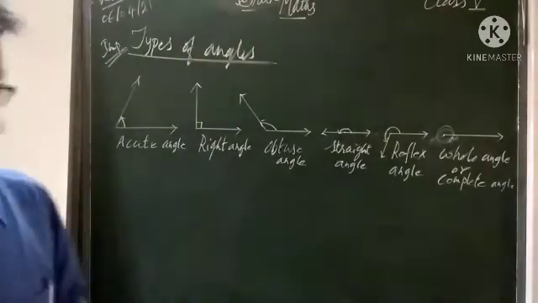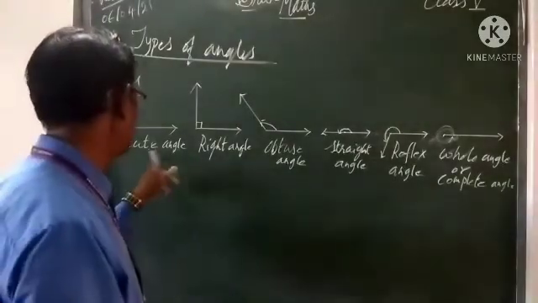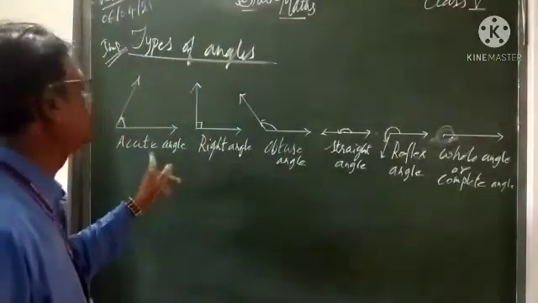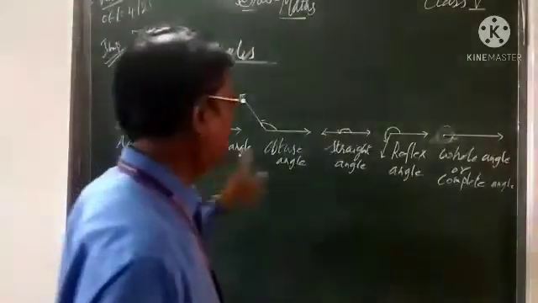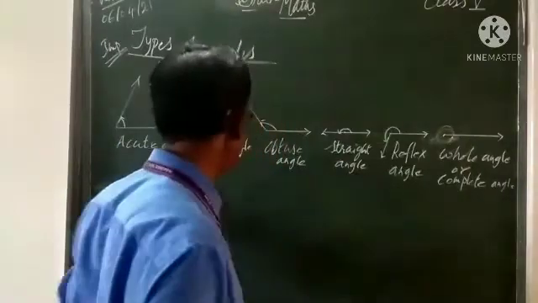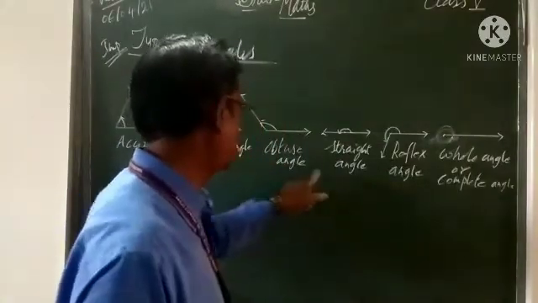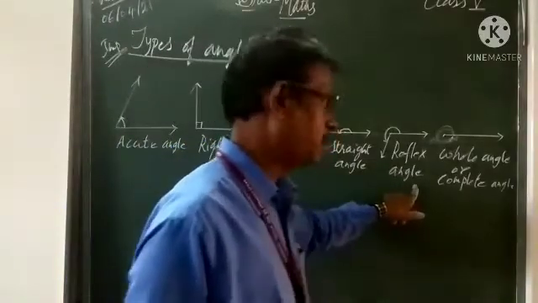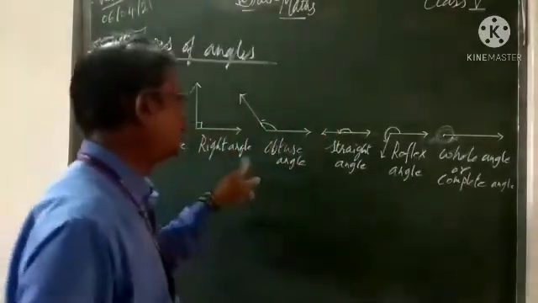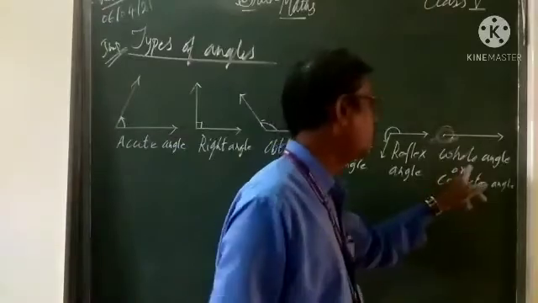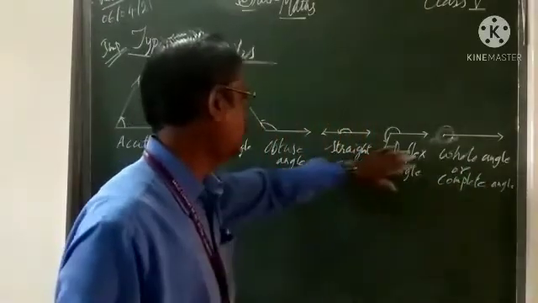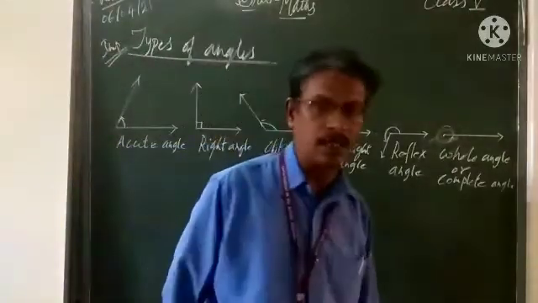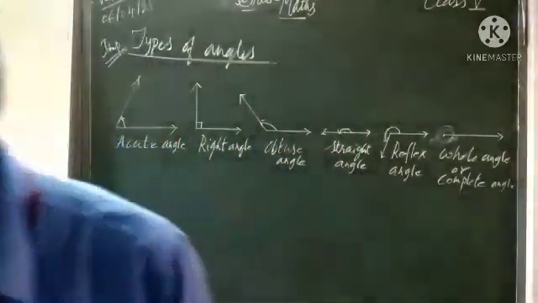Now if you are comparing these angles, right angle is always greater than acute angle. In the same way, obtuse angle is always greater than right angle as well as acute angle. In the same way, straight angle is greater than acute angle, right angle and obtuse angle. Reflex angle is greater than acute, right, obtuse and straight. And last one, whole or complete angle is greater than each and every angle. That means acute, right, obtuse, straight and reflex angle. So we can do comparison also.